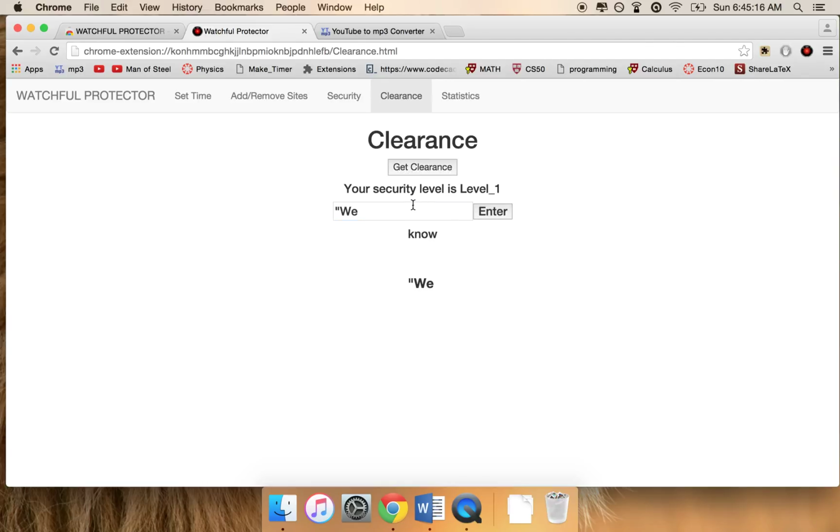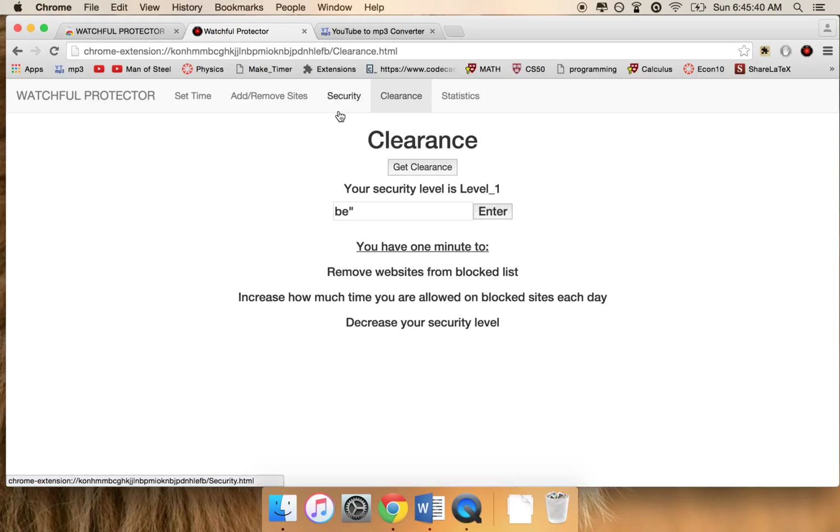The whole point of this is to incentivize users not to procrastinate because it's hard, and the higher the level of security, the harder it is. Right now, I provide each one with some inspiration, just extra incentive not to procrastinate. "We know who we are, we know not what we may be." That's some Shakespeare, not my own quote.